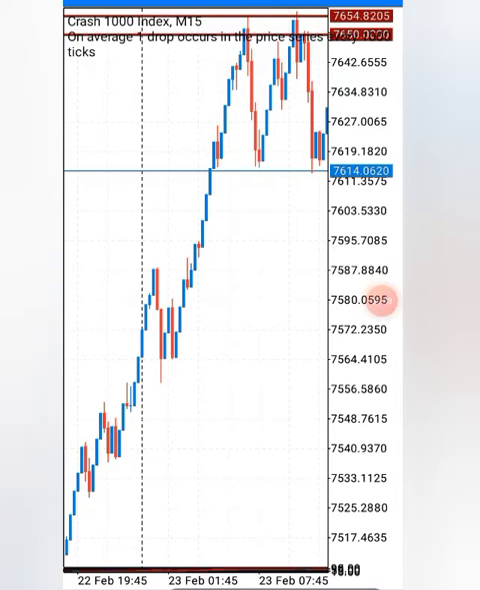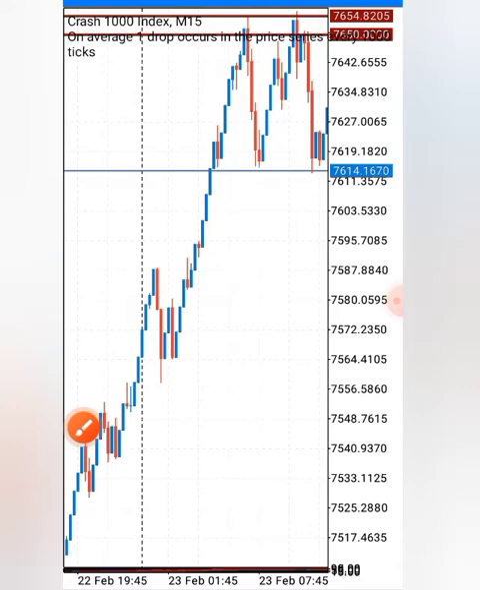And where are we taking our profit? We're taking our profit at the previous swing low. So we took our profit at the previous swing low. We'll go out from the market. Remember, you are not hunting for buy. Rather, you are hunting for spikes, which is sell.